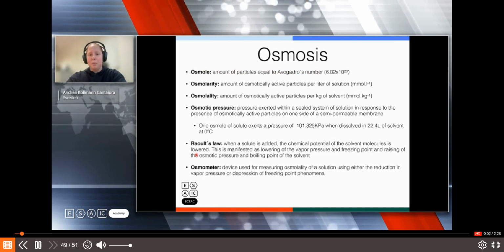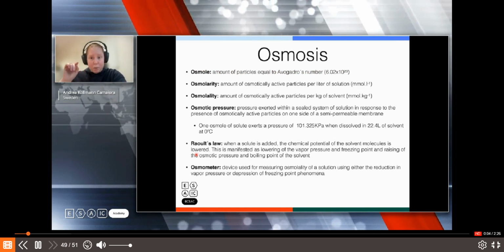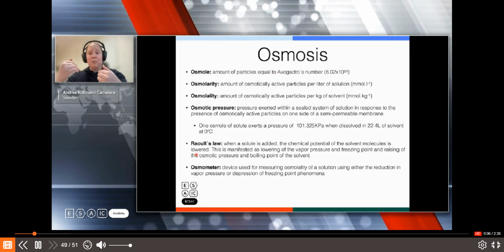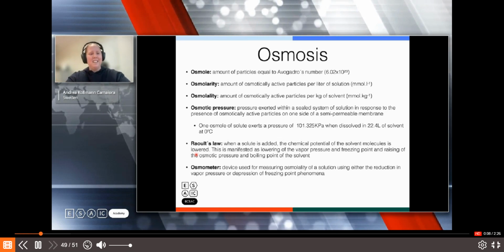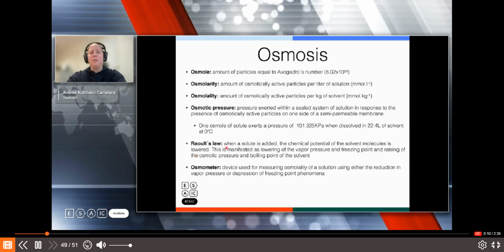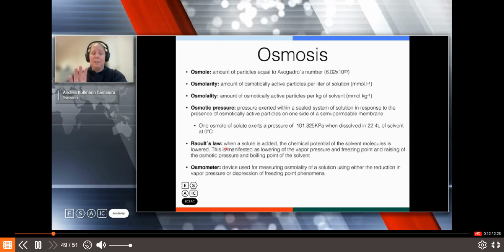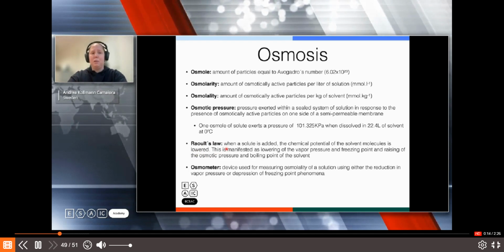Then we're just going to take a moment and go through this slide, because many questions have come up about osmosis. I actually got it in my exam. They asked me about Raoult's law. So this has come up in the exam many times before, so we're just going to go through it.